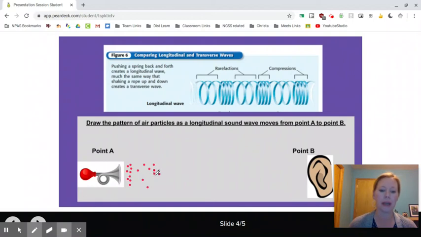So I'm creating this, and I'm spending a lot of time doing this.